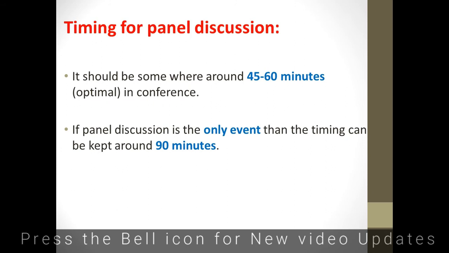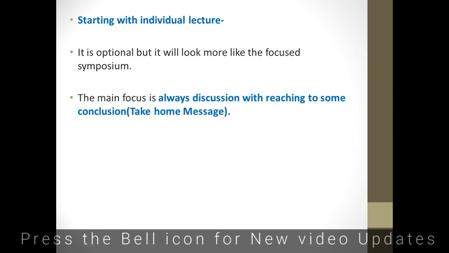So what should be the ideal timing for the panel discussion? If you are arranging a panel discussion in a conference, it should be somewhere around 45 to 60 minutes, which is considered optimal. So you can have a panel discussion plus a question and answer session, and complete it within 1 hour. Or you can take 1 hour for the panel discussion and a few minutes of question and answer session. But if the panel discussion is the only event which you have organized, in that case the timing can be increased up to 90 minutes.